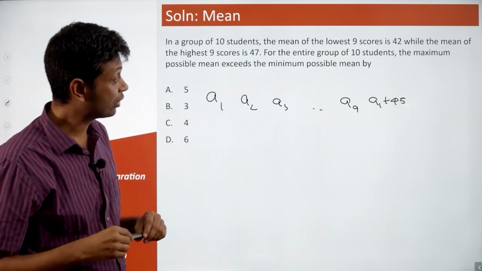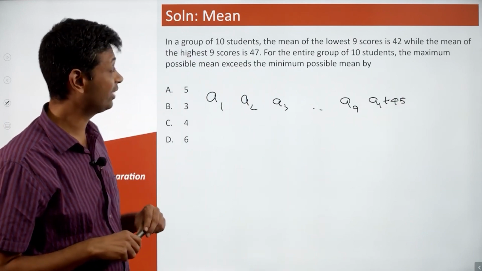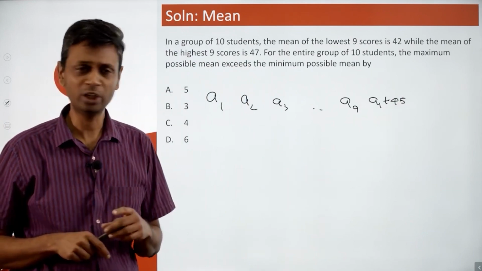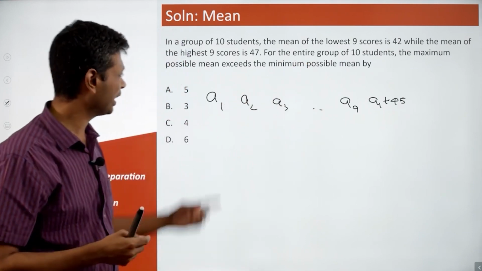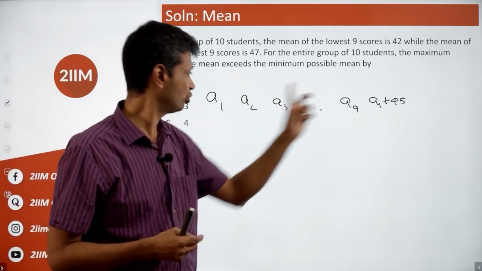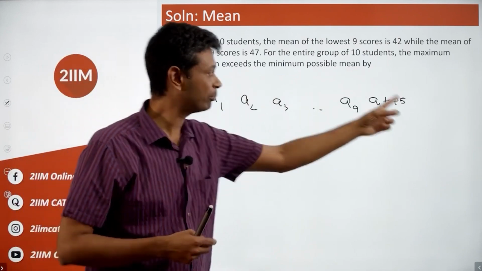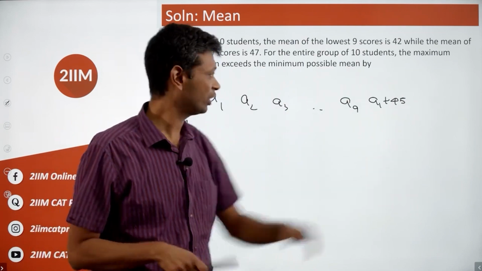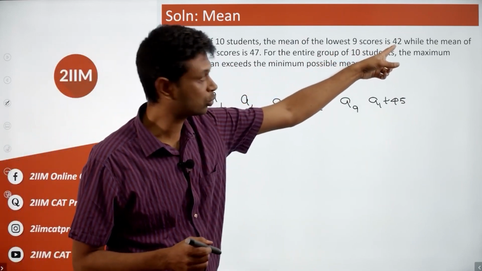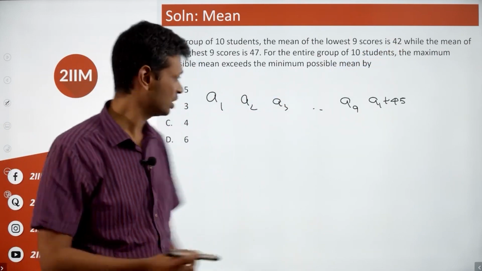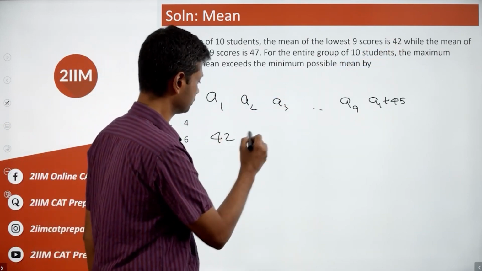For the entire group of 10 students, the maximum possible mean exceeds the minimum possible mean by. So, we need to find the maximum possible mean, we need to find the minimum possible mean. Very simple idea. Going from 1, this is one number A1, this is A1 plus 45. And so, quite simply you can say, I want the remaining mean, the lowest the scores will be 42. So, I can have one instance where each of these numbers is 42.